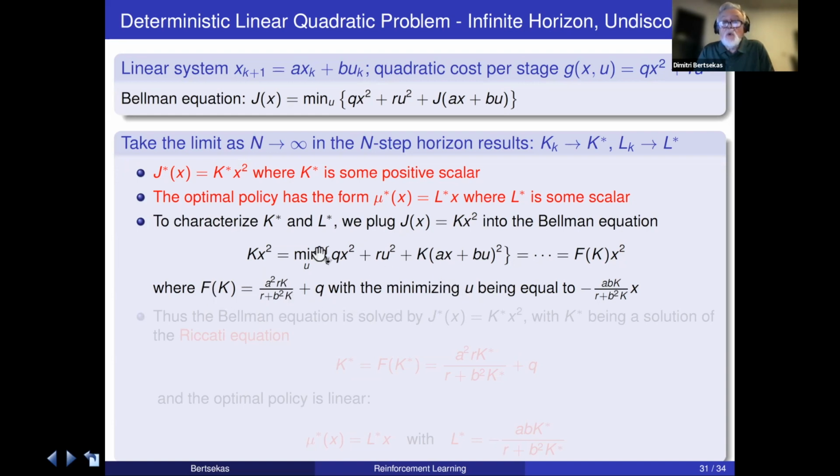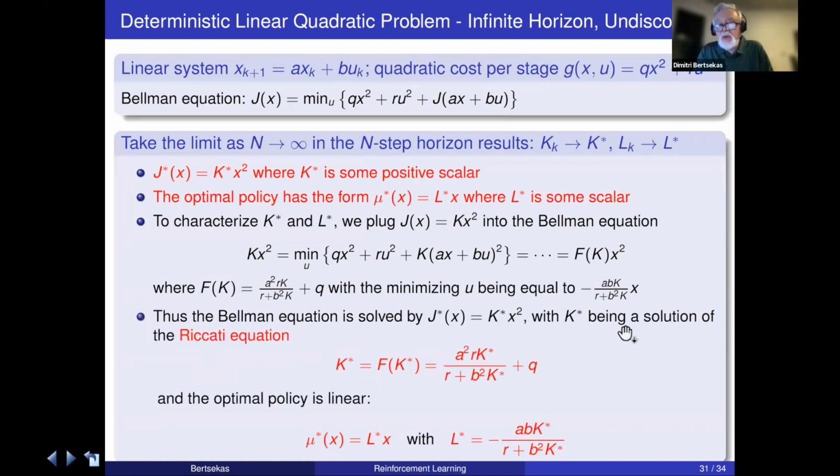Now, moreover, when you do this minimization, the minimizing u turns out to be equal to this. Okay, so this is a quadratic in u, and when you take the derivative, it is linear in x, and after you solve, you obtain that the minimizing u is given by this expression. So this gives you K star as the solution of this Bellman equation, and mu star as being equal to this, which means that L star is equal to this linear coefficient here.